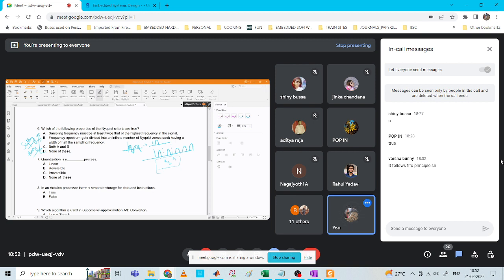Okay, question number 8. True, sir. In the Arduino processor, there is separate storage for data and instructions. This is Harvard architecture. Correct. So should it be A or B? Yes, sir. True. Okay, good. So can you repeat what Harvard architecture means? Harvard architecture means there is a separate memory for storage of data and instruction program.